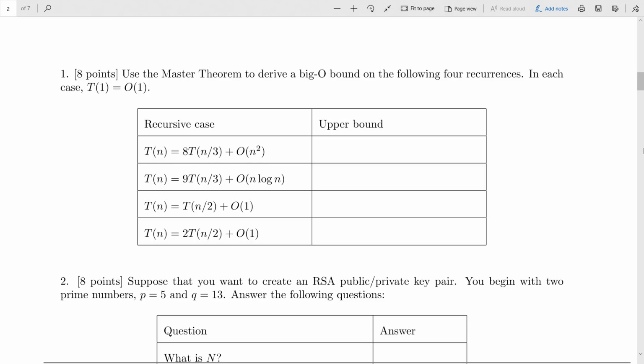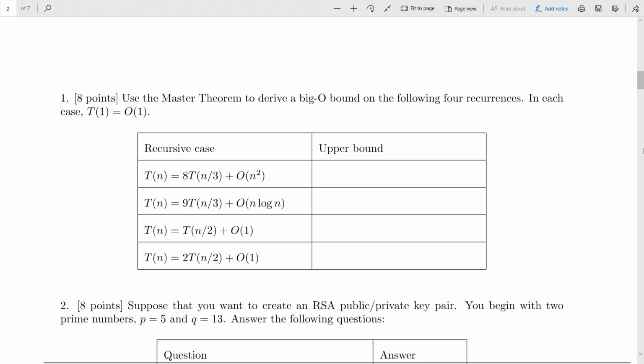Who wants to take a crack at this? So the A, B, and C or D, whatever it is, just take 3, 2, and so on. Okay. So right here we've got A is 8, B is 3, D is 2. And what's log base B of A?